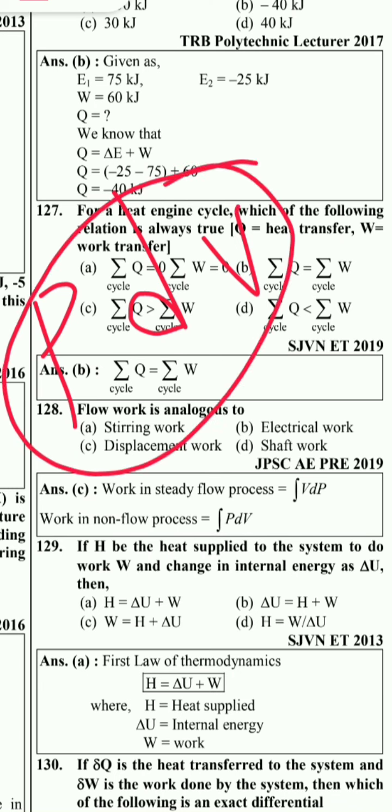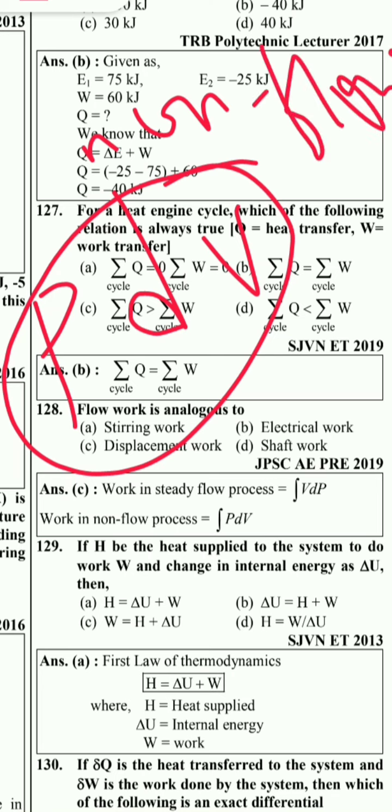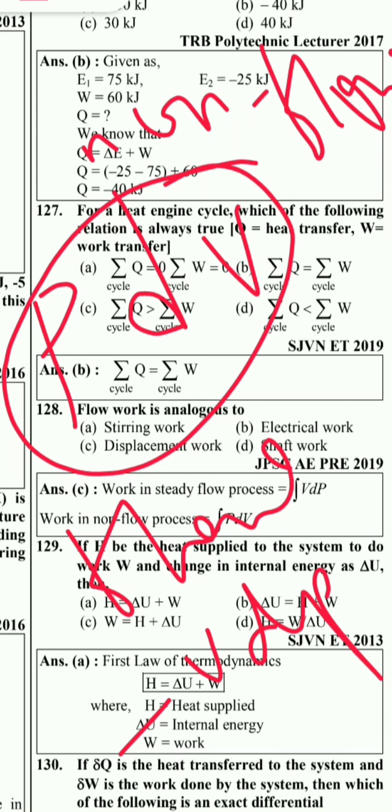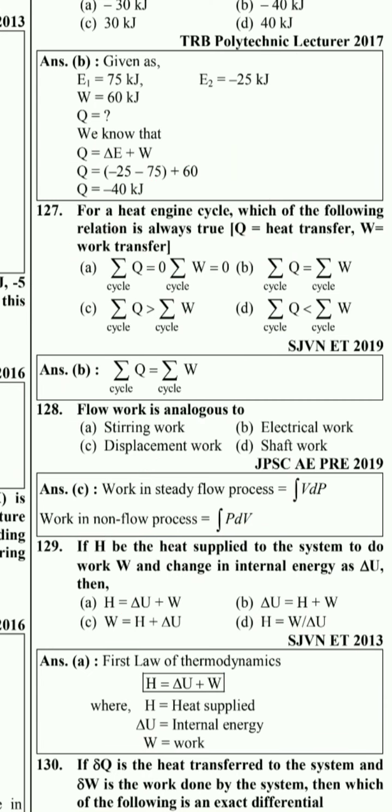That is for the non-flow process which is carried out in a closed system, and for flow process it is V minus V dP. So here flow work, which is also called displacement work. So option C will be the right answer.